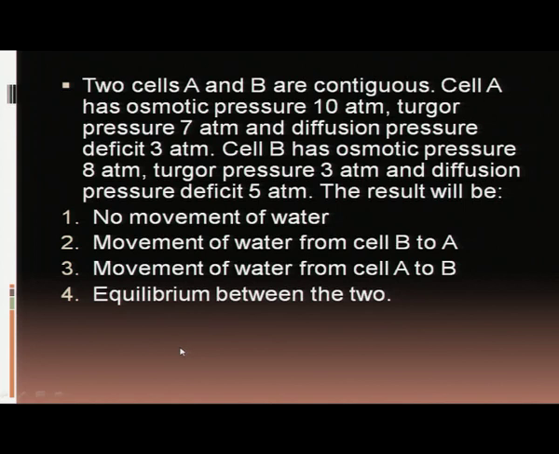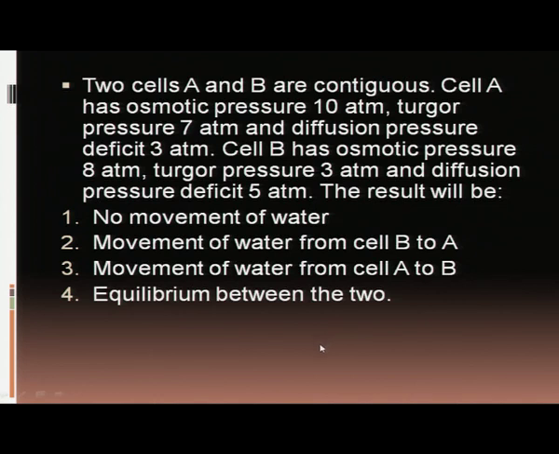Okay. This is a similar question. Two cells A and B are contiguous. Cell A has osmotic pressure of 10 atmosphere, turgor pressure of 7 and diffusion pressure deficit of 3 atmospheres. Now, cell B has osmotic pressure 8 atmosphere, turgor pressure 3 atmosphere and diffusion pressure deficit of 5 atmosphere. What will be the result of movement of water: no movement of water, movement from B to A, A to B, or an equilibrium between the two?